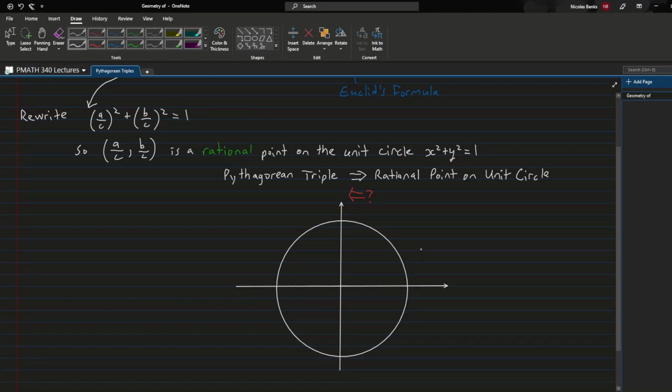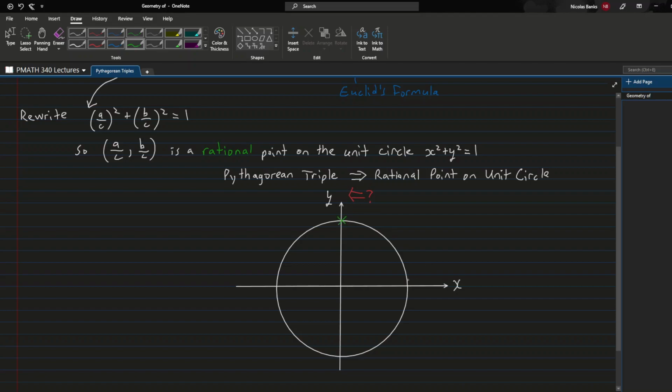Okay, and just for completeness, let's label that: this is the x-axis, this is the y-axis. So the question is, which rational points do we have on the unit circle? I mean, do we even have any? Well, yes, we actually have four easy ones, which I'll just mark, but I'll erase the marks in a sec.